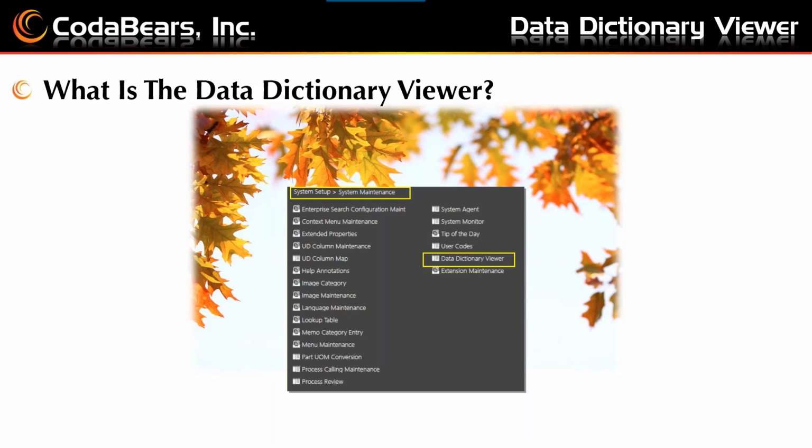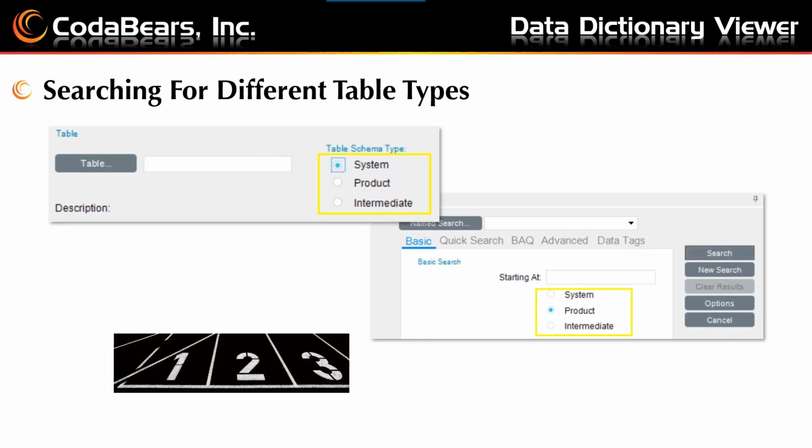You can also use this program during upgrades in order to view the changes in the database structure between your current version and a previous version. Once you open the data dictionary viewer, you have three choices to select from. As a table schema type, you can choose system, product, and intermediate. If you know the name of the table, you select the schema type and type in the table name. If you need to search, click the table button to search for a table.